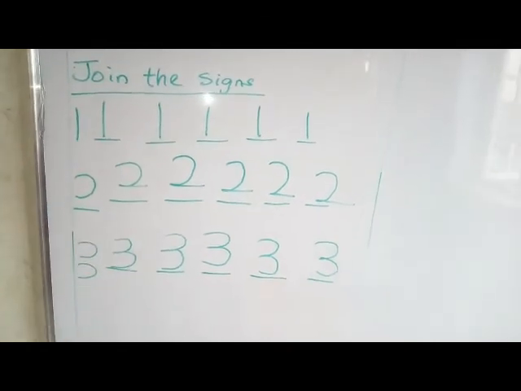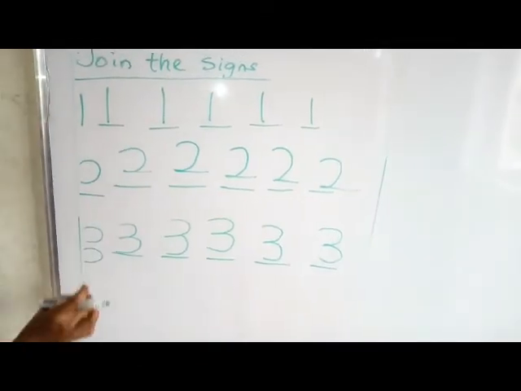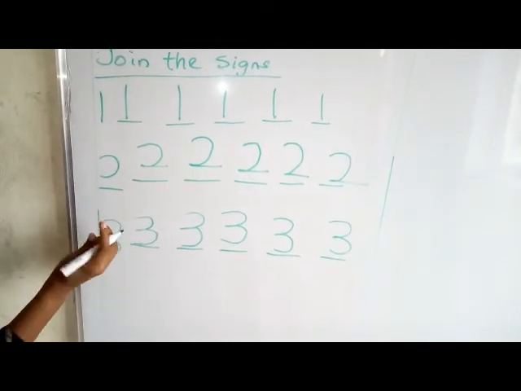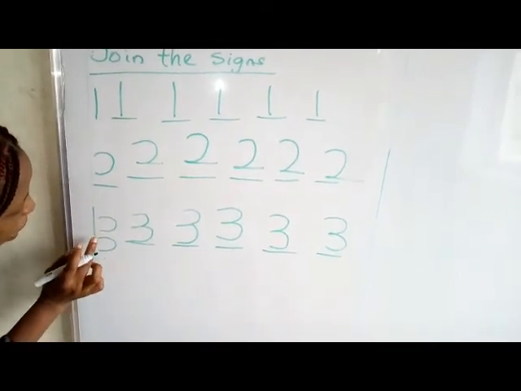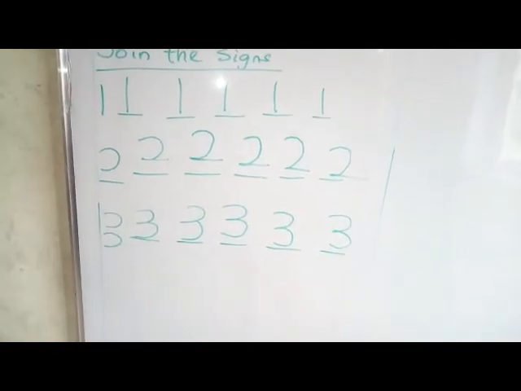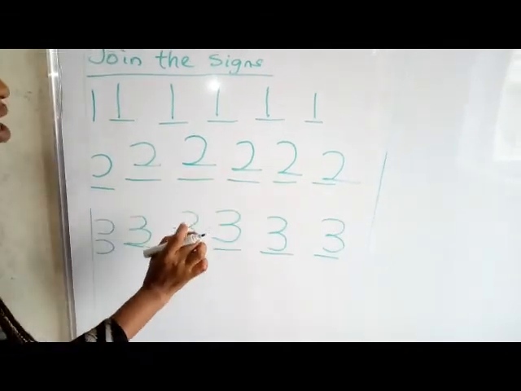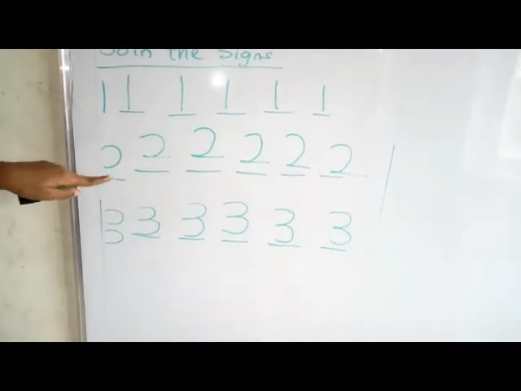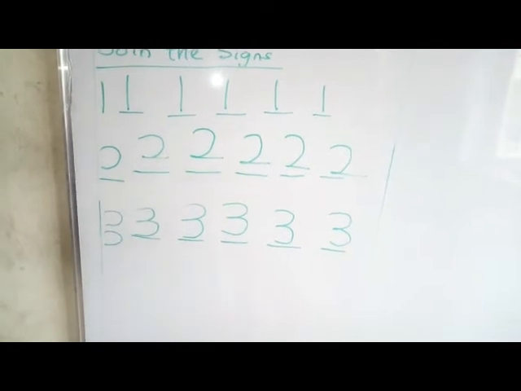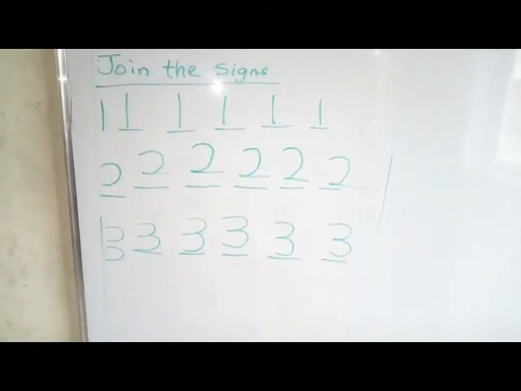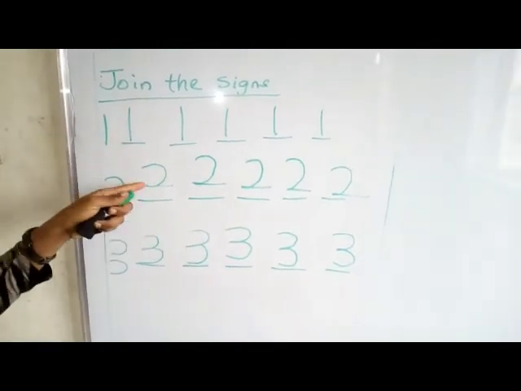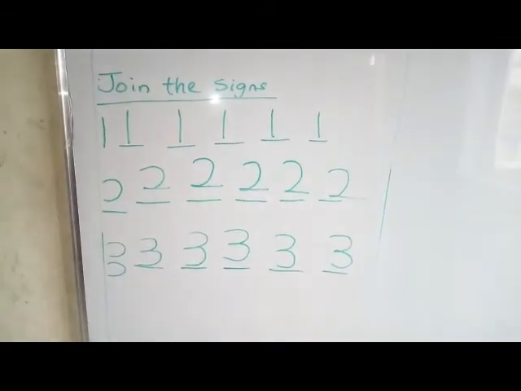Now this is how you join the what? Signs. This is how you join the signs. So whenever you see a front curve up and a front curve down, it's number 3. It's number what? 3. And when you see a front curve up and a dash down, that is number 2. So this is how you write 1, 2, and 3.